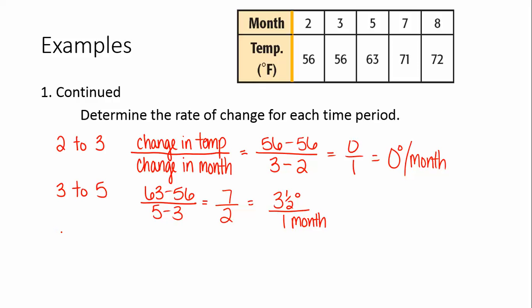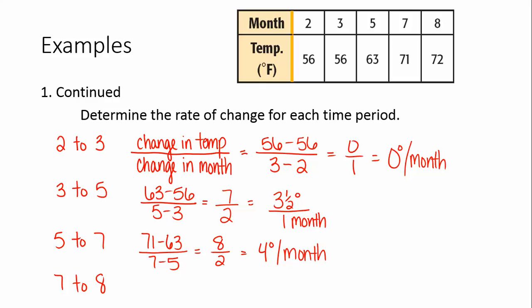Okay, we have 2 more to do. We need to go from 5 to 7, and we need to go from 7 to 8. So from 5 to 7, it's 71 minus 63 over 7 minus 5, and that's 8 over 2, which reduces to 4, so 4 degrees per month. We always want the denominator to be 1. And then we have 72 minus 71 over 8 minus 7. So that's 1 over 2. Or excuse me, 1 over 1. So that's 1 degree per month. So we can see 4 different rates of change for the 4 different time periods.